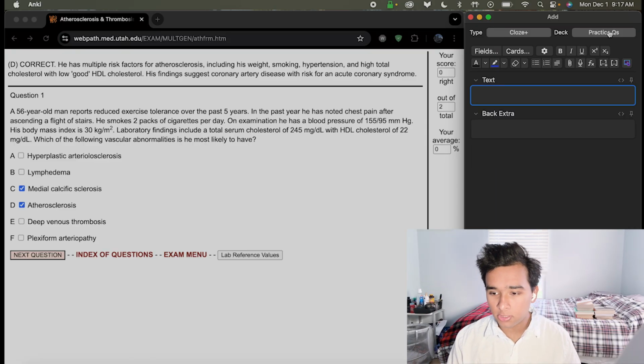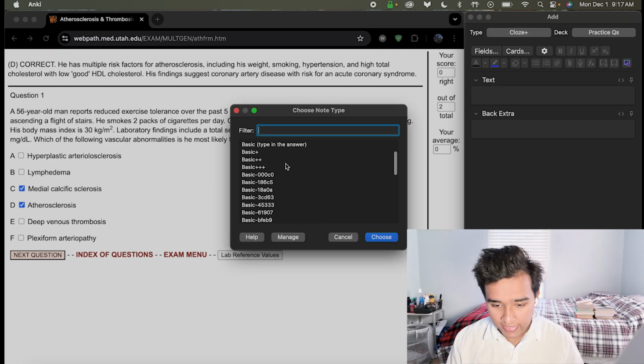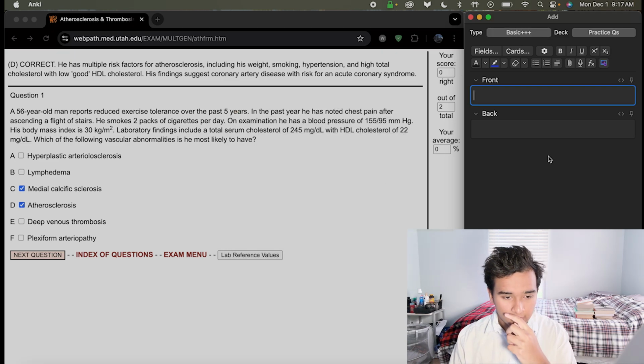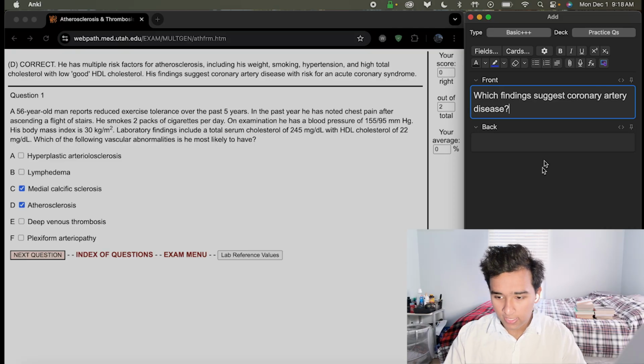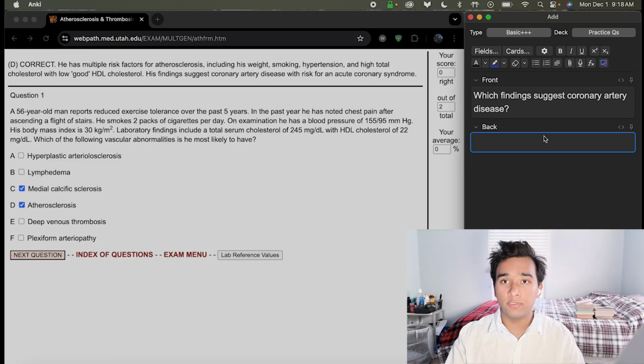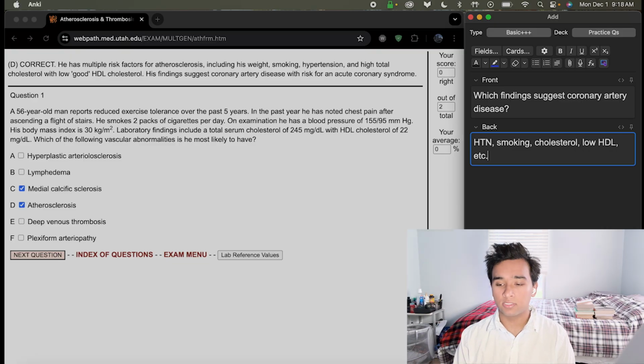And there we go. So now I'm going to show you what a different type of card looks like. We also have the Basic card. That's a really good way. So what you can say is, for example, which findings suggest coronary artery disease? And then on the back of the card, this time we're using the back, you could say hypertension, smoking, cholesterol, low HDL, etc. Right? That might be what my card looks like. That's a great card. Boom, that could be in my deck.